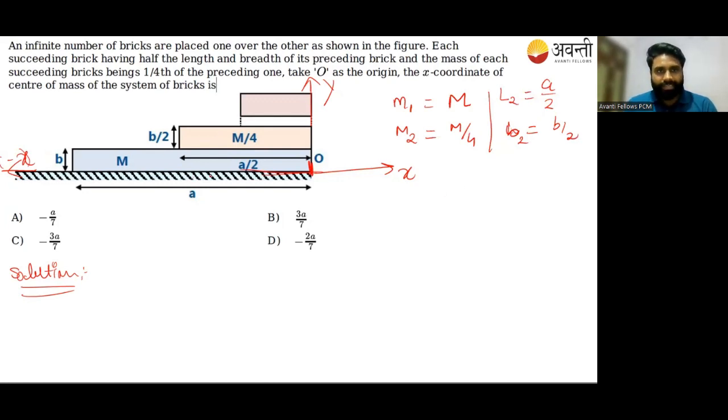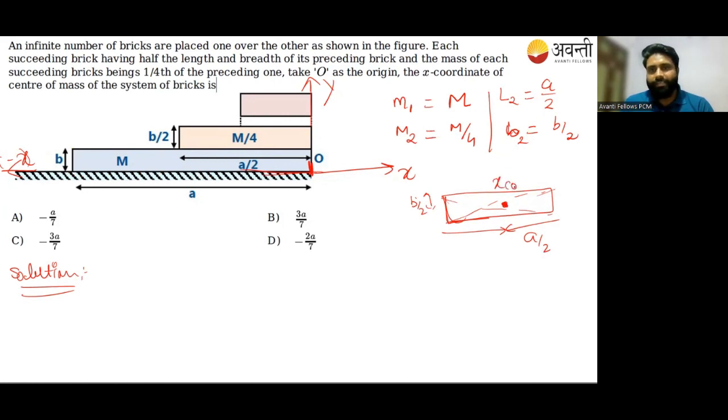Now, if I calculate the center of mass of this first brick, this is a rectangle. So it has a center of mass at the center where the diagonal cuts it, exactly at the half point of A by 2 and half of the brick. So the center of mass of this first brick is at A by 2, and the y coordinate of it is B by 2. But we are interested only in the x coordinate of the system.